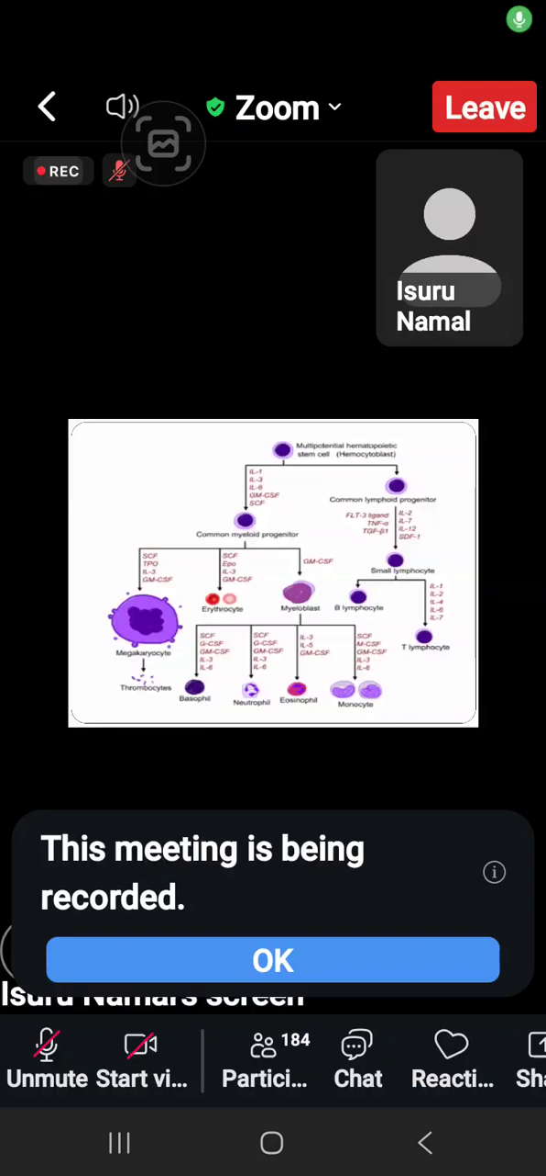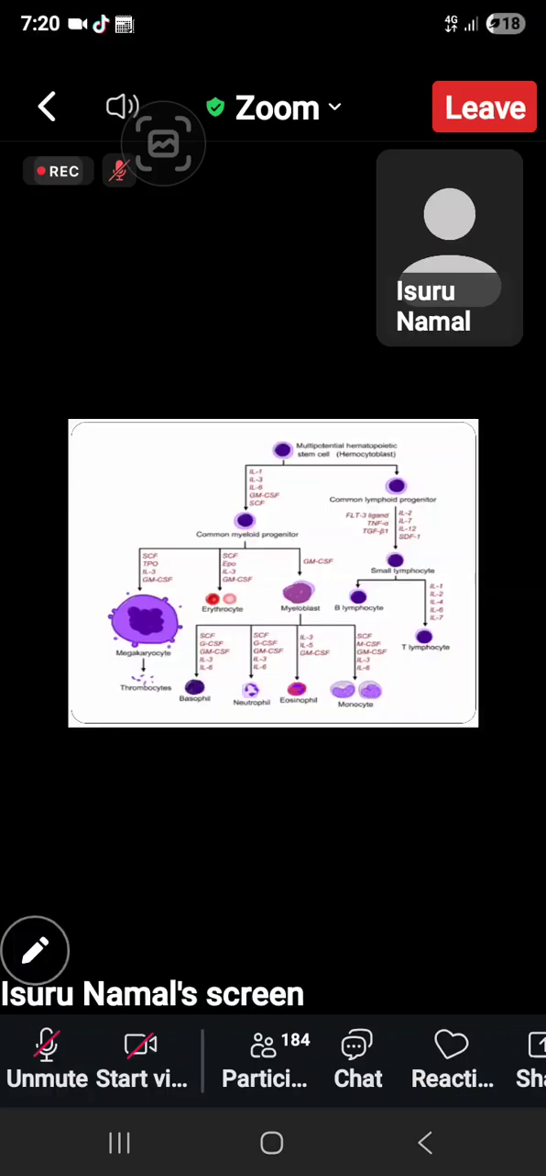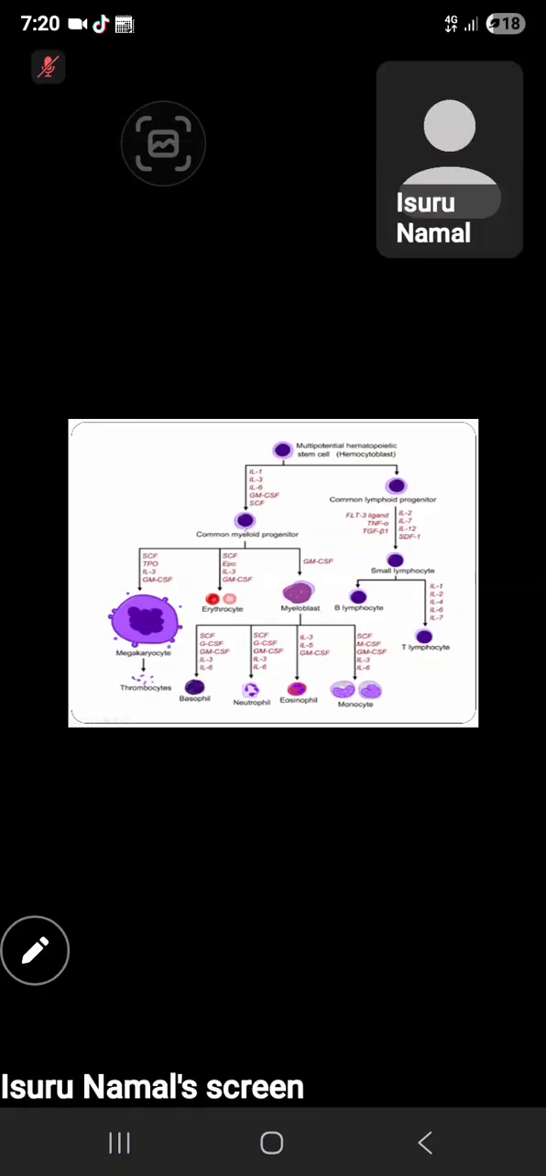The hematopoietic stem cell develops by using two main pathways. Common myeloid progenitor cells, I hope you can see my cursor point, which lead to the production of our granulocytes. And common lymphoid progenitor cells, which lead to the production of lymphocytes.